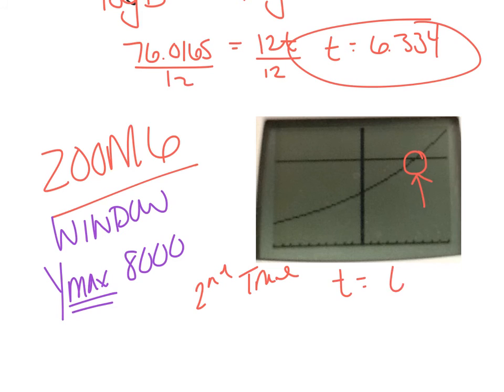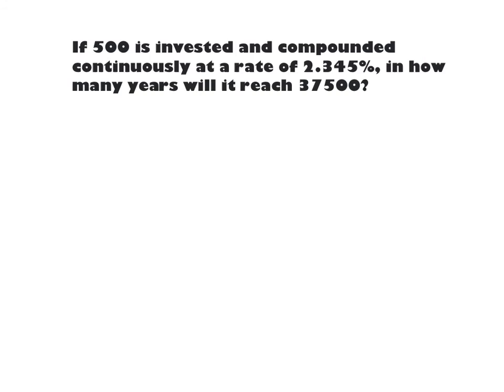I got t equals 6.334, so I know I did it correctly. So again, it should take 6.33 years. So if it said to the nearest year, notice you'd have to say 7 because it doesn't happen at the 6th year. It happens sometime during the 6th year. So just be real careful on the wording of that question.